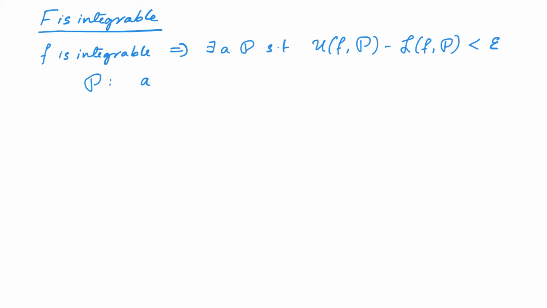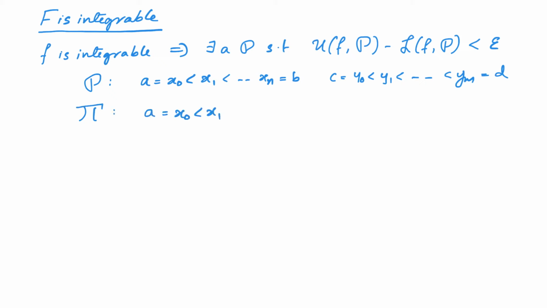Let P be the partition given by an ordered list of elements x0, x1, x2, etc. up to xn in the interval [a,b], and a list of elements y0, y1, y2, etc. up to ym in the interval [c,d]. Then we can consider the partition π of the interval [a,b], which is given by the ordered list of elements x0, x1, x2, etc. up to xn. We are going to claim that for this particular partition π, U(F,π) minus L(F,π) is going to be less than epsilon.